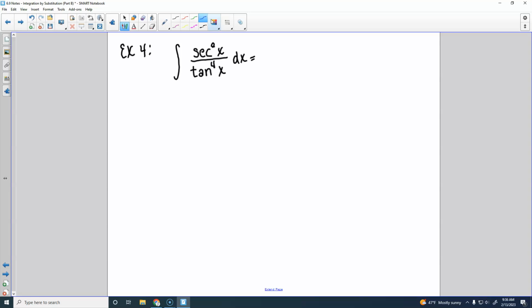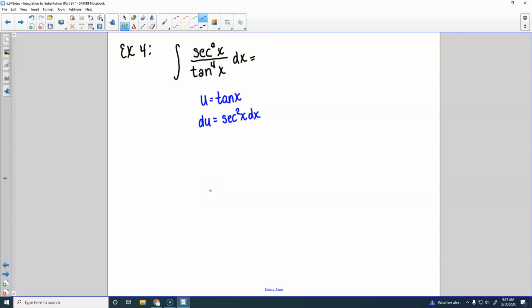Okay. So for example, we've got secant squared x on top, tangent to the fourth x on the bottom. What do you guys think we should use for our u? Tangent. Because generally a lot of times if you're seeing a tangent and there is a secant squared somewhere, tangent's going to be your better option. So u is going to be tangent x, du is going to be secant squared x dx.